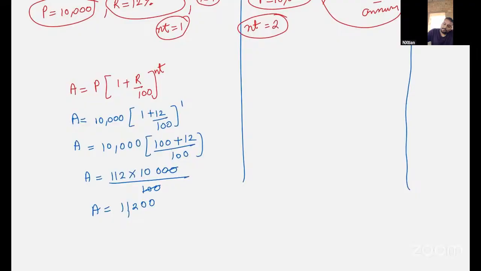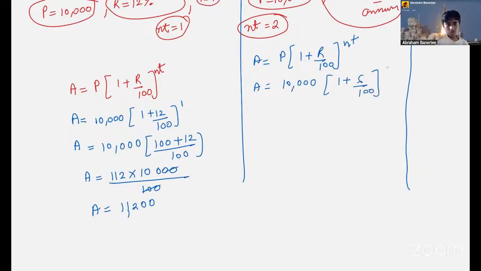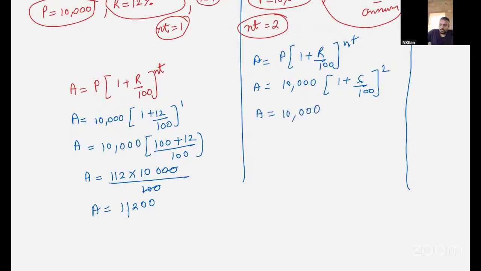Now this one, A equals P times (1 plus R upon 100). I will calculate the amount for this 10,000. For compounded semi-annually, I got 1,236. Let me check. Eight plus six, right?